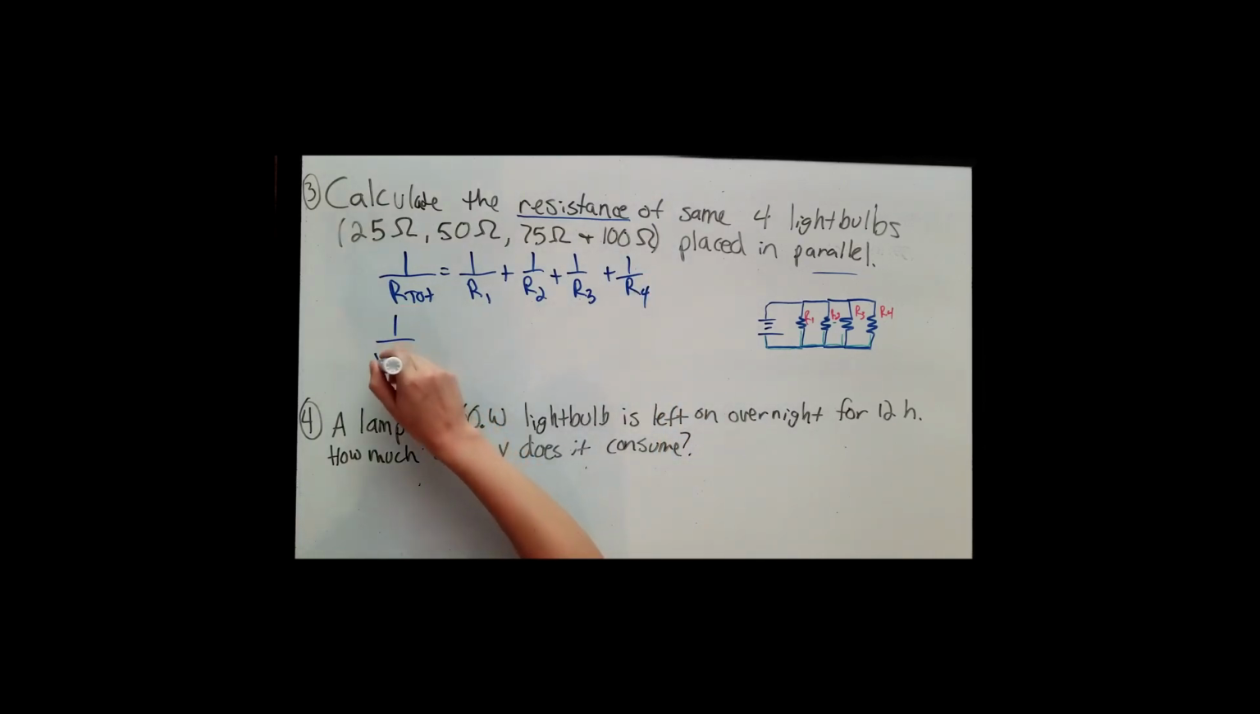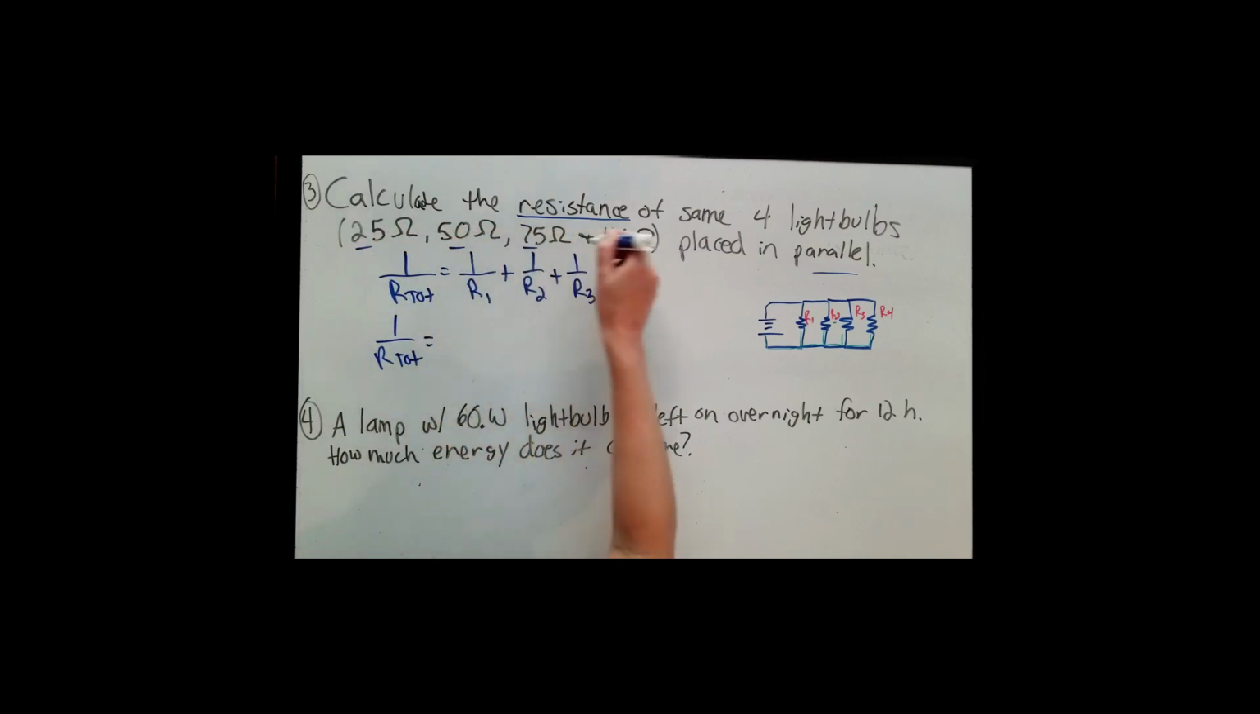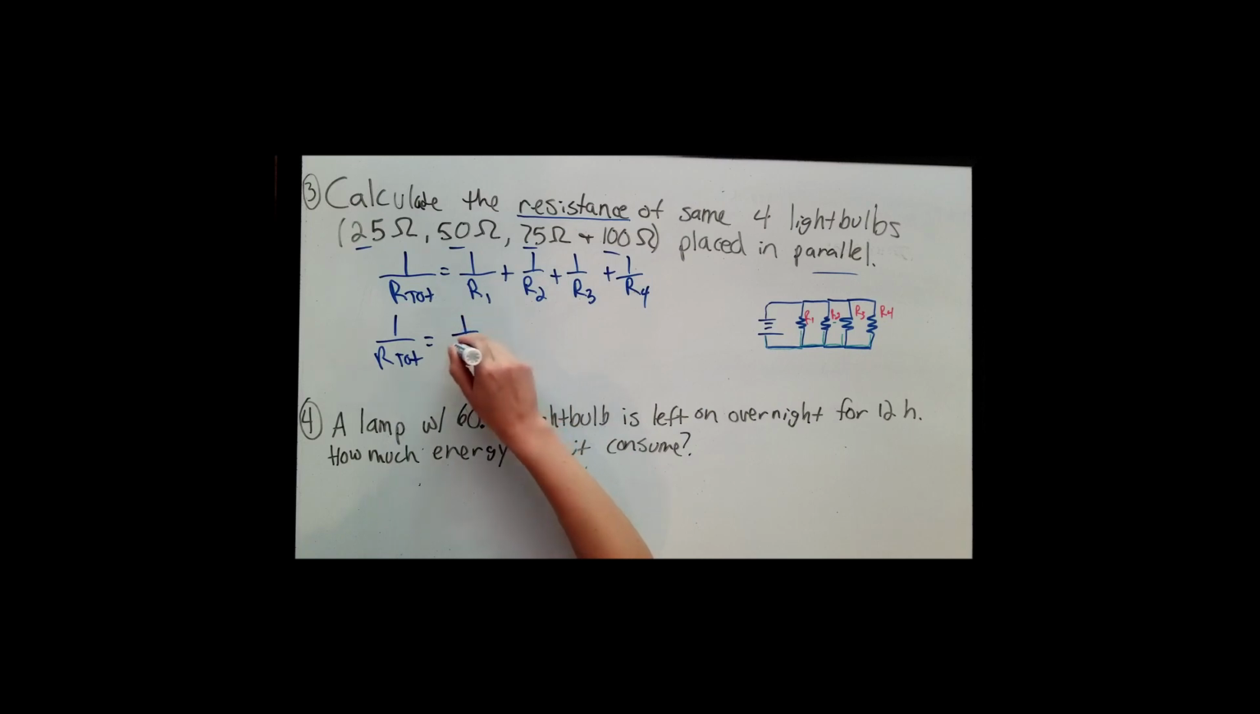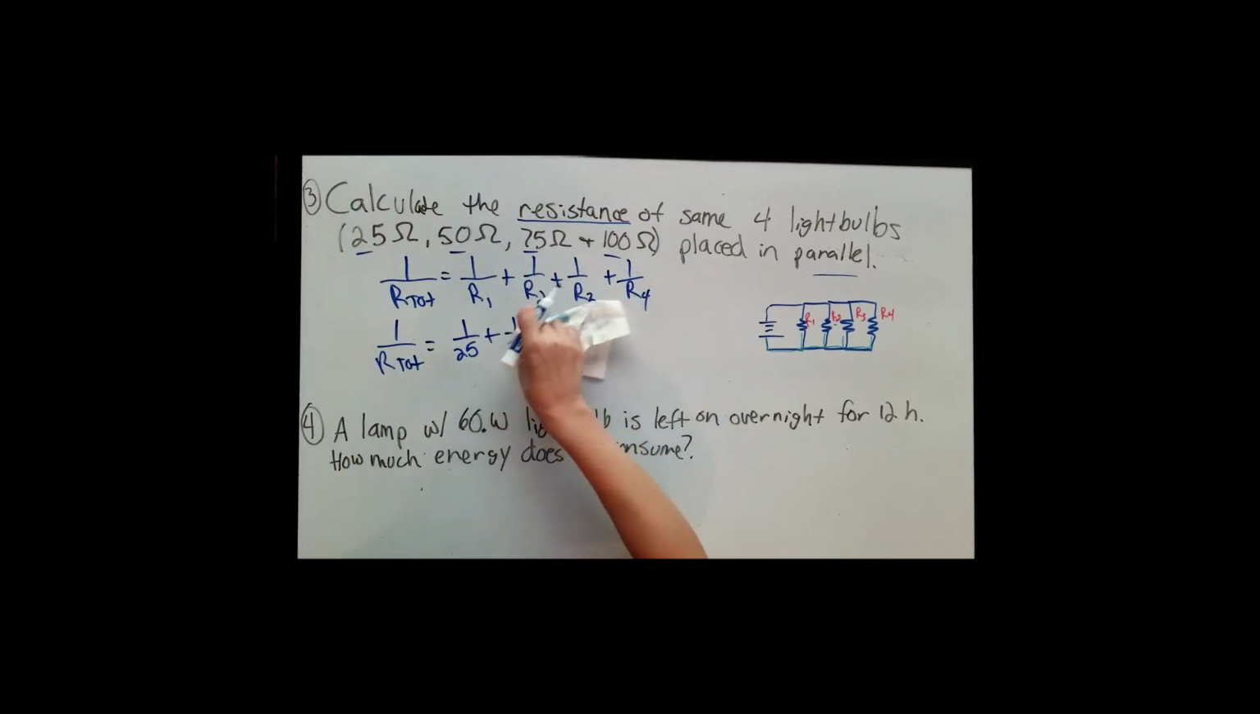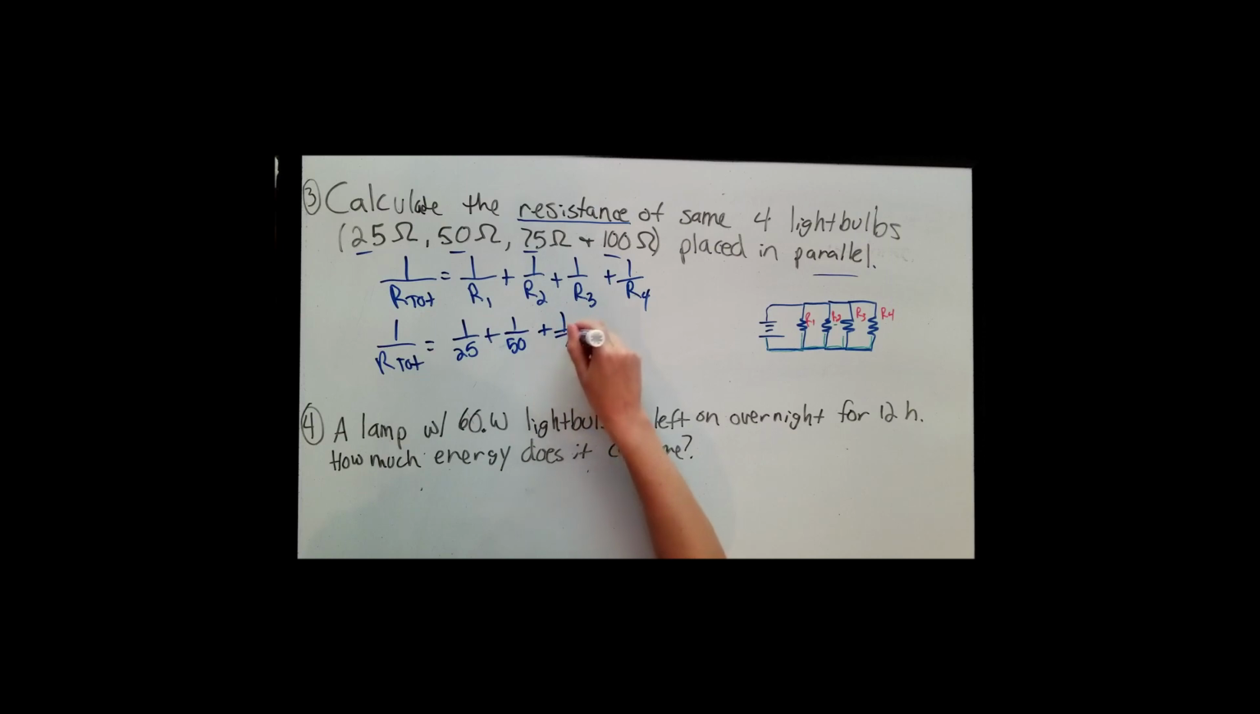So I'm going to plug in these values, just the 25, the 50, the 75, and the 100. So I have 1 over 25 plus 1 over 50, excuse me, 50, plus 1 over 75, and then plus 1 over 100. Okay, so there's a trick to this one, because whatever you get once you do that is not your final answer. So let's calculate this first.